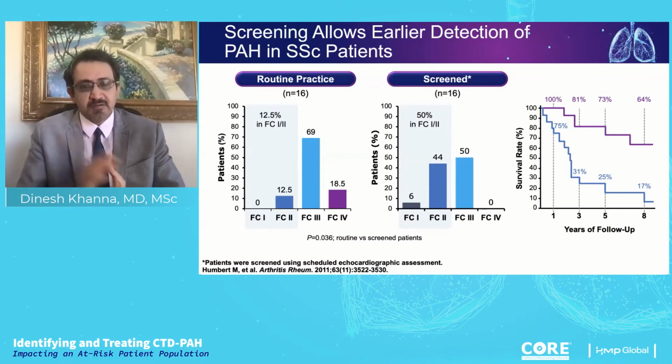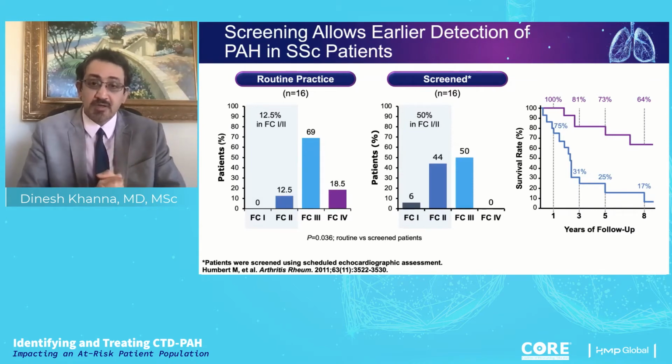And the last part of the slide, I'm showing you the survival rate. Patients who had screening, who had instituted screening and were treated aggressively, as shown in purple, the 5-year survival was 73%. What is very profound here and disappointing is the 5-year survival in patients who came through routine practice, a 5-year survival of 25% with a delta difference of almost 50% in 5-year survival.